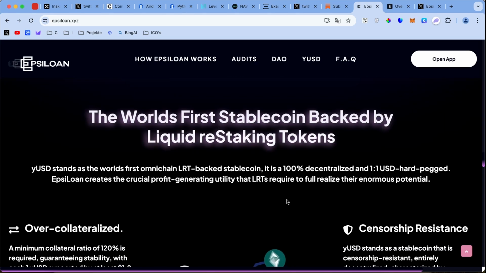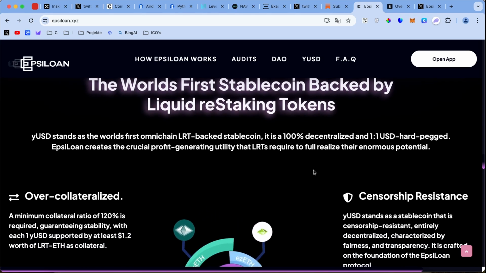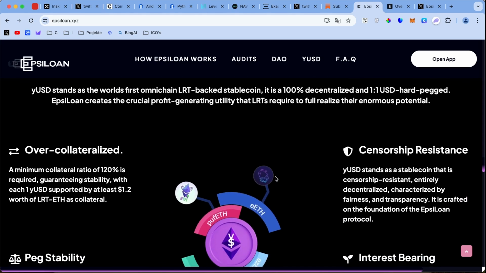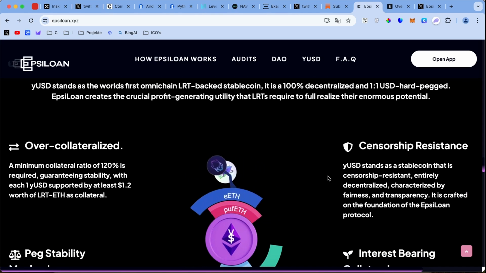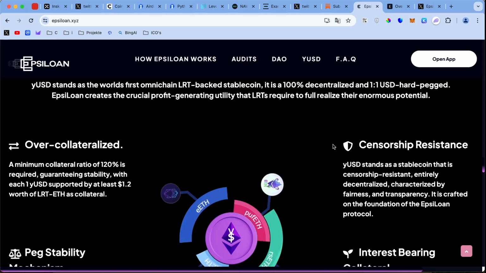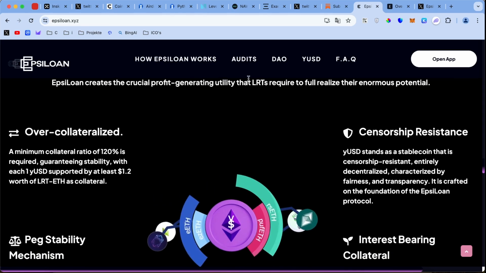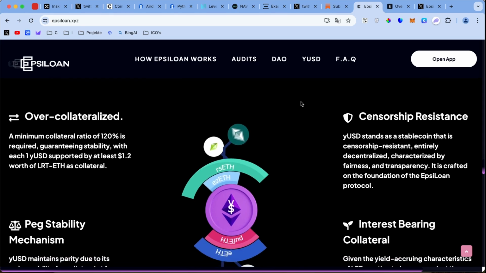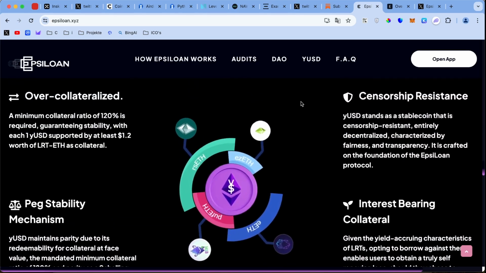YUSD is the world's first stablecoin backed by liquid restaking tokens, and it stands as the world's first omni-chain LRT backed stablecoin, which is 100% decentralized and a one-to-one USD hard-backed token. Epsilon creates the crucial profit generating utility that LRTs require to fully realize their enormous potential, which is awesome. So you can see the different huge features.